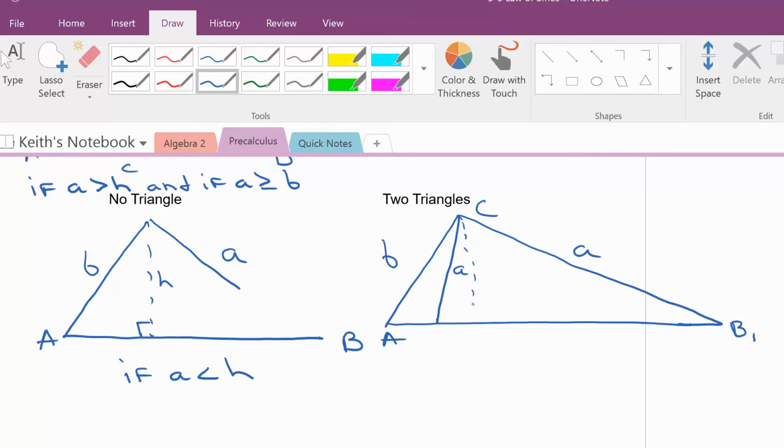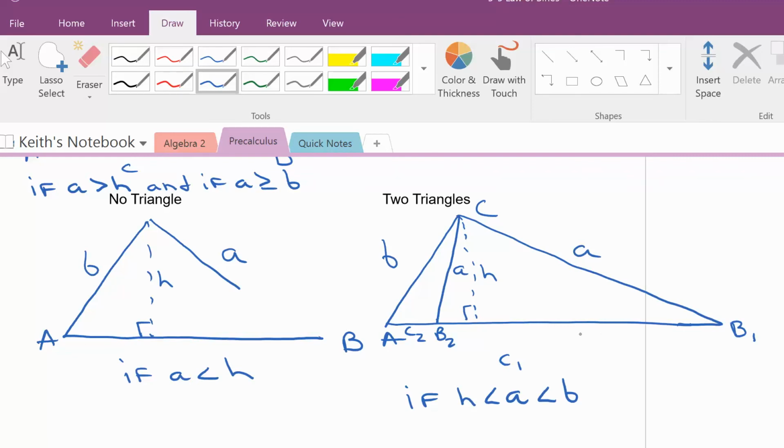Here's the height of the triangle. And here's the second B. All right, there's two triangles. If the height is less than side A, but side A is less than B, there's two triangles. So there would be this obtuse triangle here, and there would be the acute triangle there.